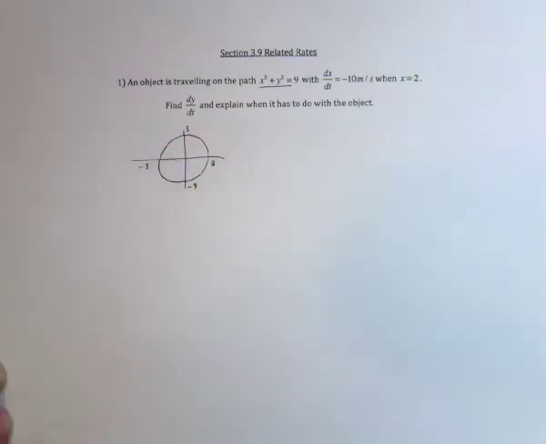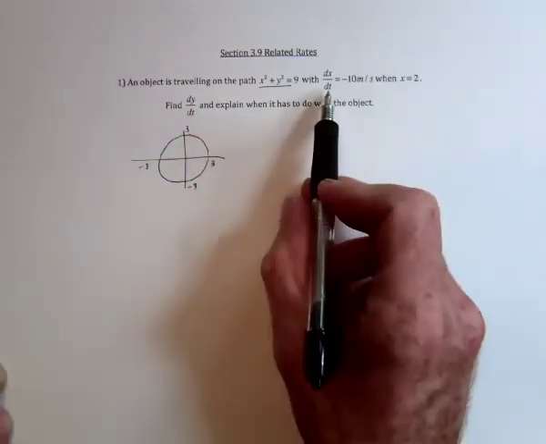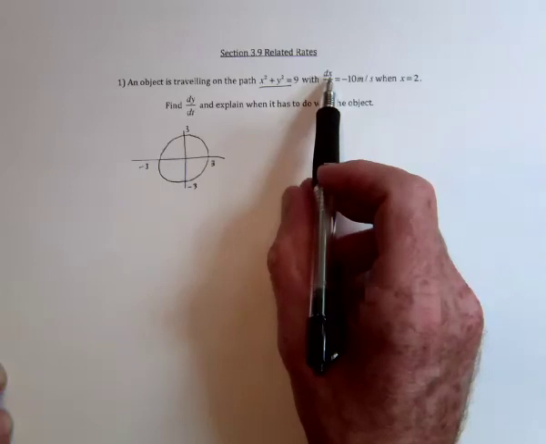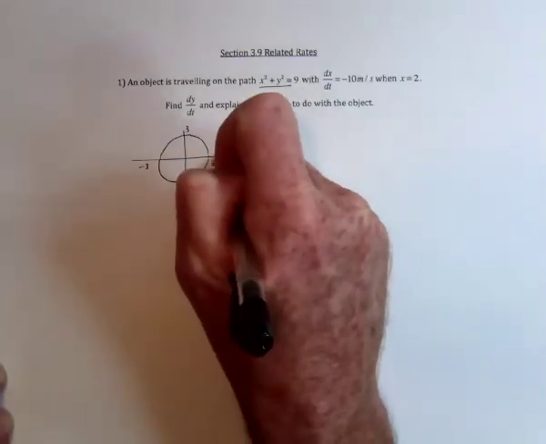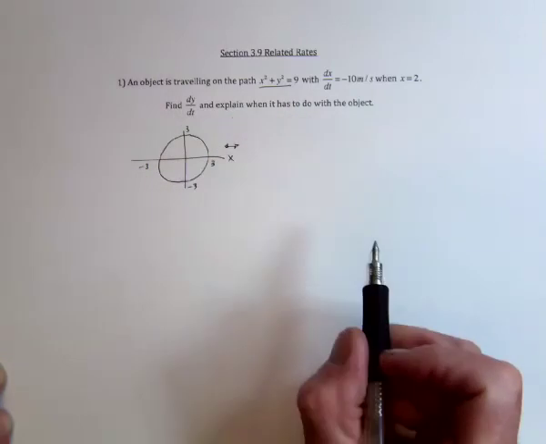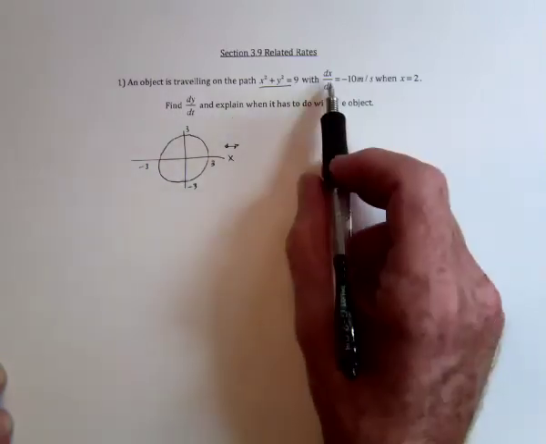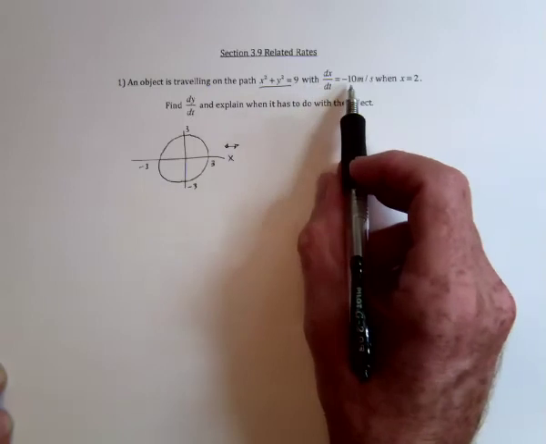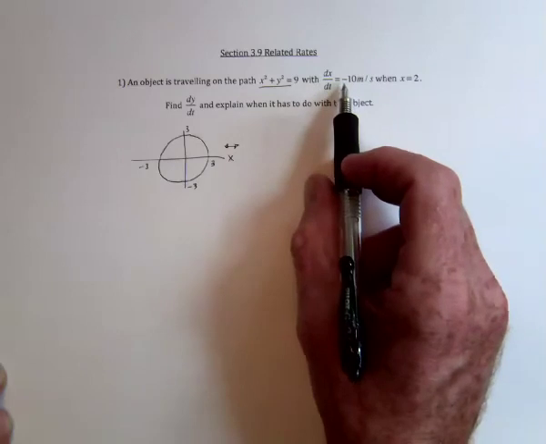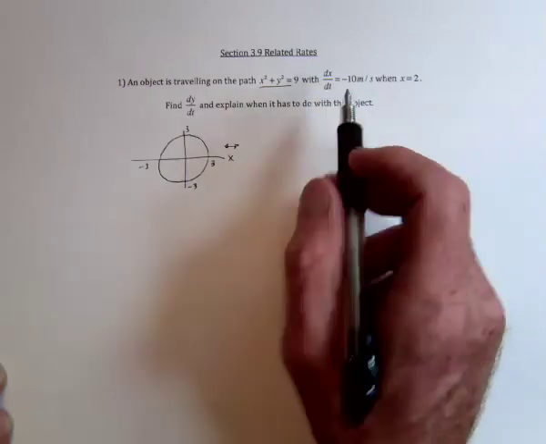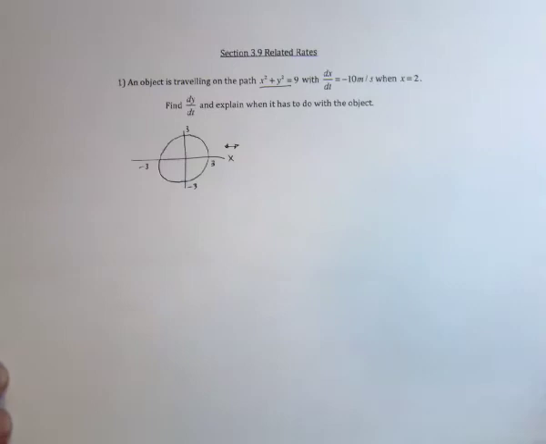And then it says dx dt, so that's saying in the x direction. So here's the x direction, which means left or right. In the x direction, it's going negative 10 meters per second. So if x were negative, that means it's going to the left. So it's going to the left, which means that the object, and that's when x equals 2.